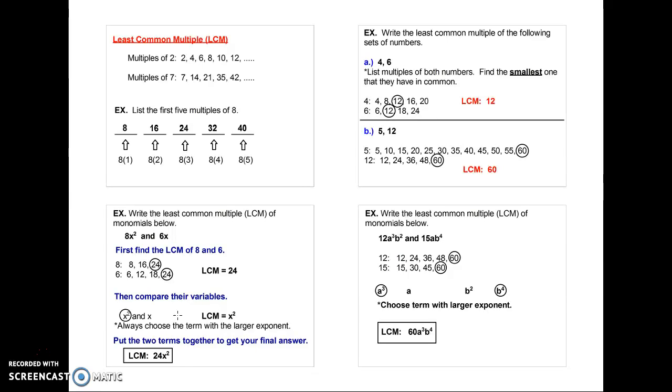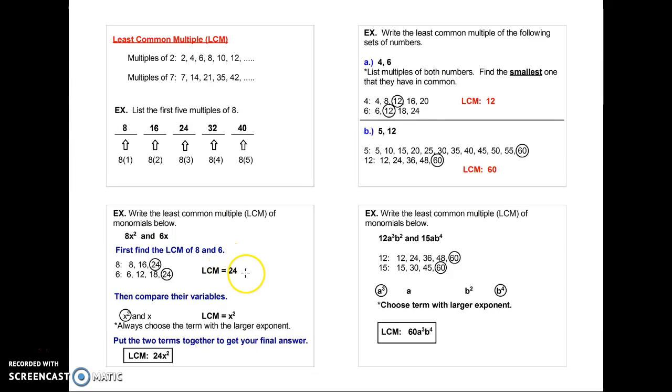We just have to figure out which exponent to choose. With LCM, you are always choosing the larger exponent. So because I had an x squared and an x, I am choosing the larger of the two, which is the x squared. So that's what's going to be with my final answer.